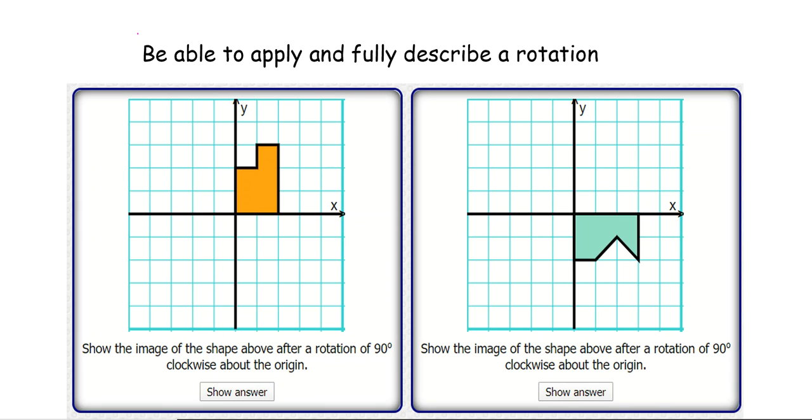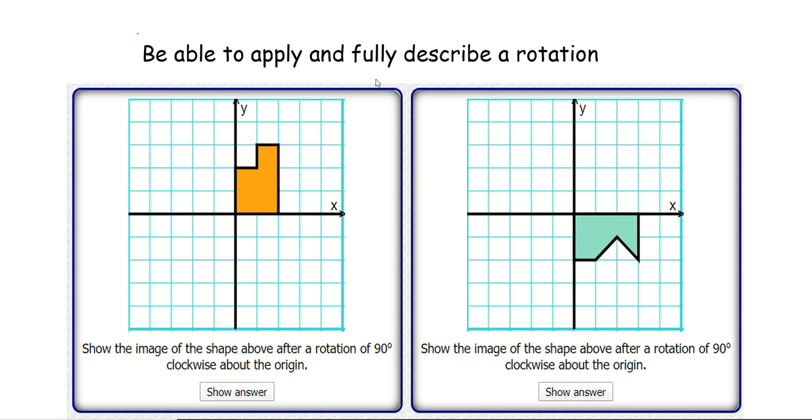Now, the two things again is apply and fully describe a rotation. So when I said to you about describe a translation, what was I basically asking you to say? So if you see a shape that has been translated and they say, what transformation has happened? You would say it has been translated and then? Nope. What do you give next to the word translation? Vector. The vector, to say how it's moved, yeah?